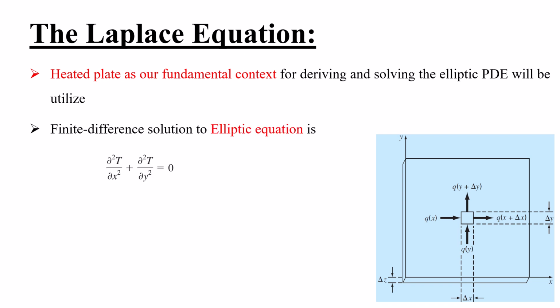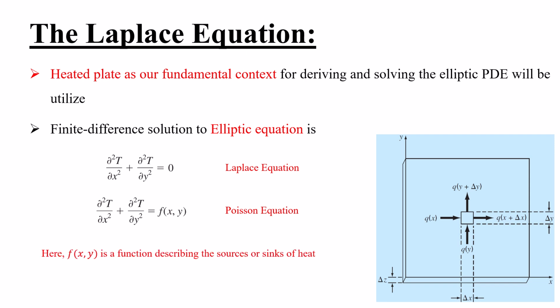Okay. If there is no source term, this is the Laplace equation. If there is a source, in the case of a heated plate, either you have a sink or you have a source, then the equation becomes the Poisson equation. Okay, if there is anything on the right side, we call it the Poisson equation. Now the function describes the source or sink of the heat.